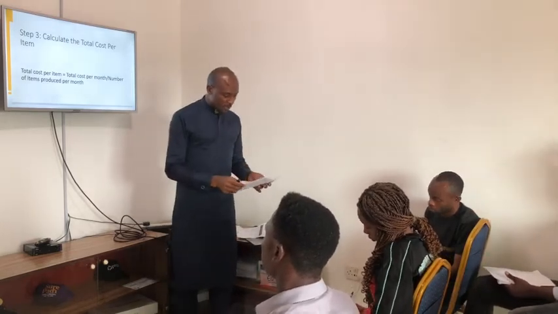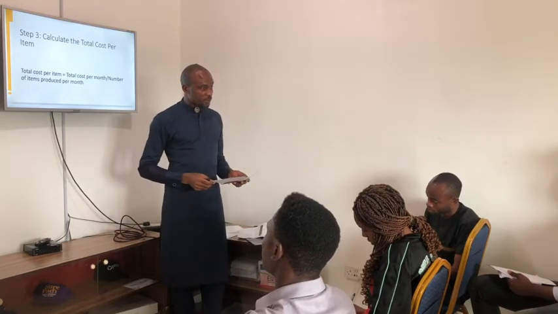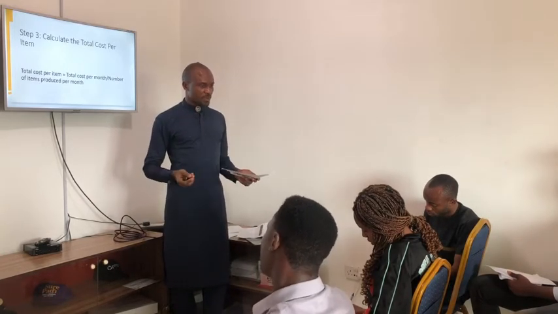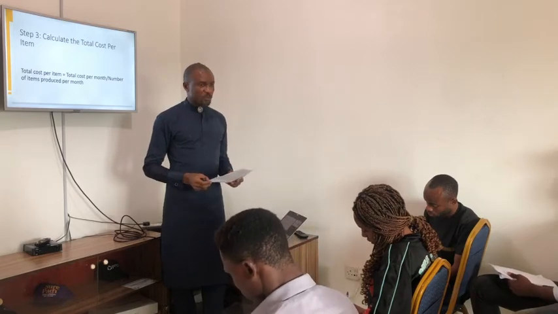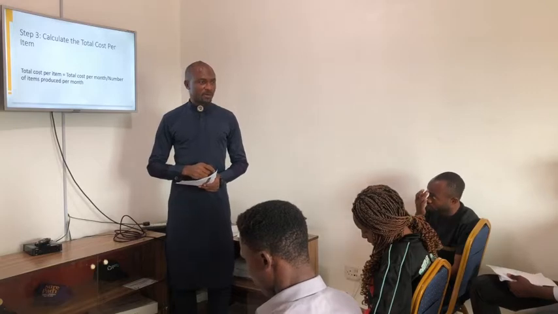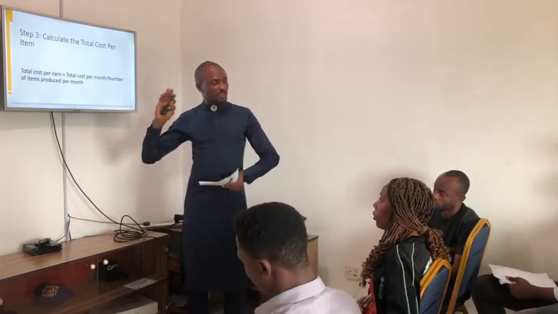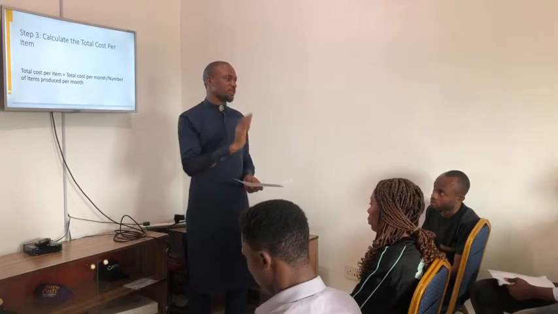So your total cost is how much? 8,500. Divide by number of items produced. How many? 100. So give me the answer. 85. So what is your total cost per item? It's 85 naira. So this is how you arrive at your cost of production per item.